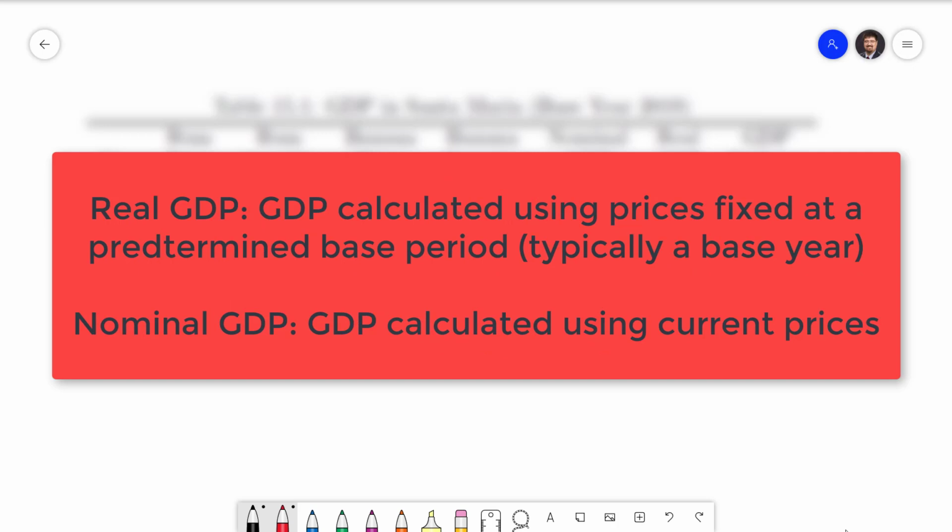To calculate real GDP, we select a fixed point in time to be our base time period, and then we calculate the GDP in all the other years using the prices from that base period. Contrast this with the nominal GDP, which uses the prices in the current year to calculate GDP. We're going to calculate both.